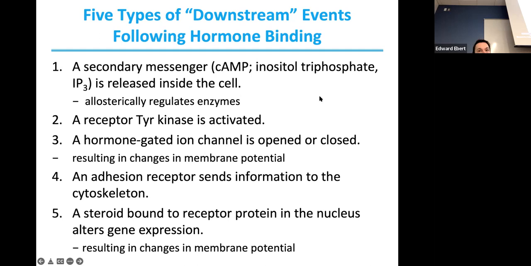Again, what we're going to see is that when hormones bind, we have a signal cascade. Just like we've seen before, it binds to a receptor and triggers downstream effects. Usually there's a secondary messenger like cyclic AMP or inositol triphosphate, IP3.